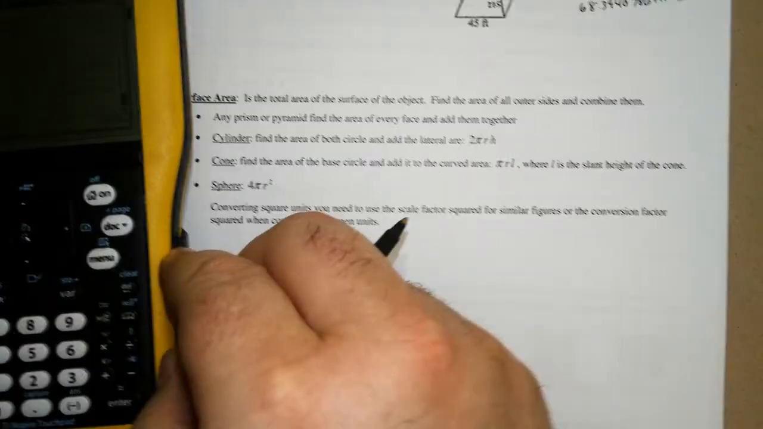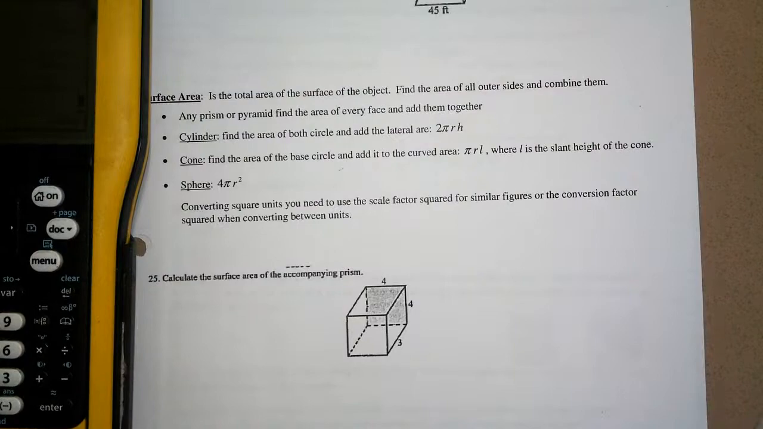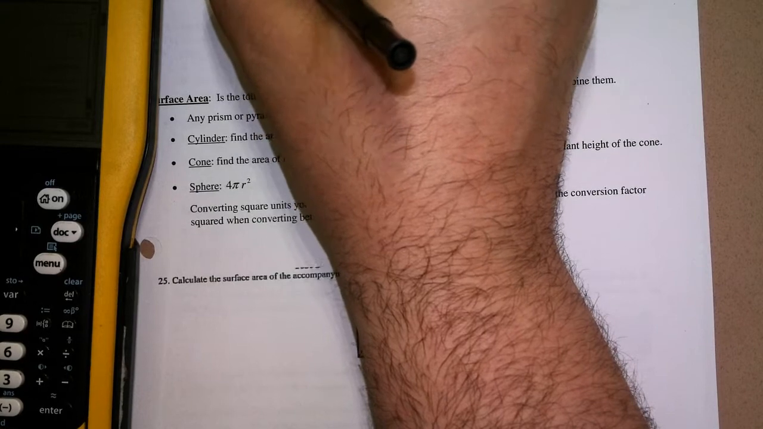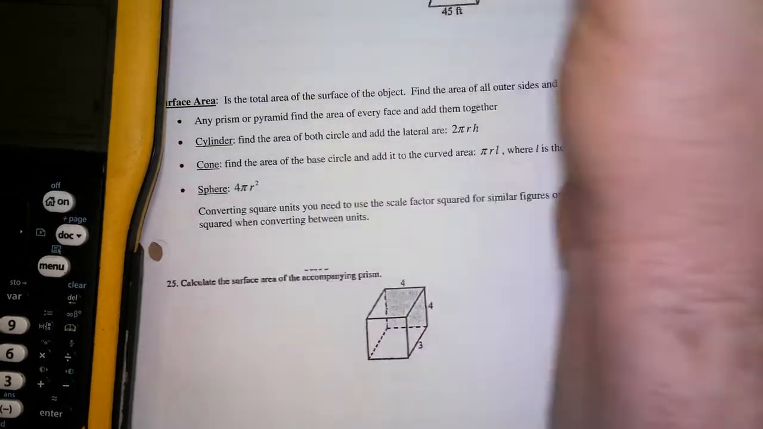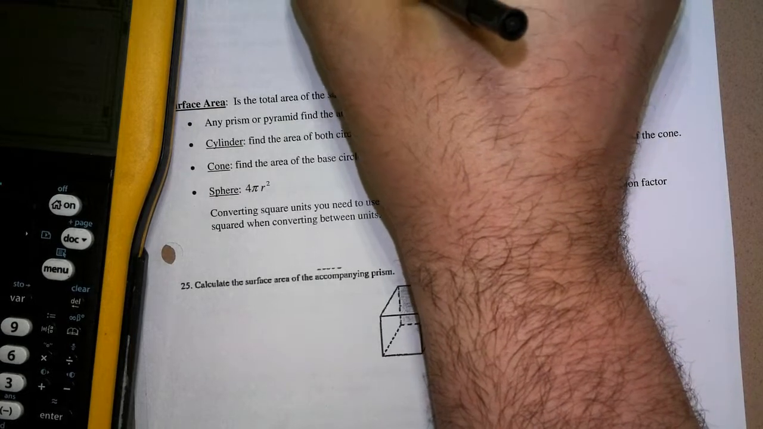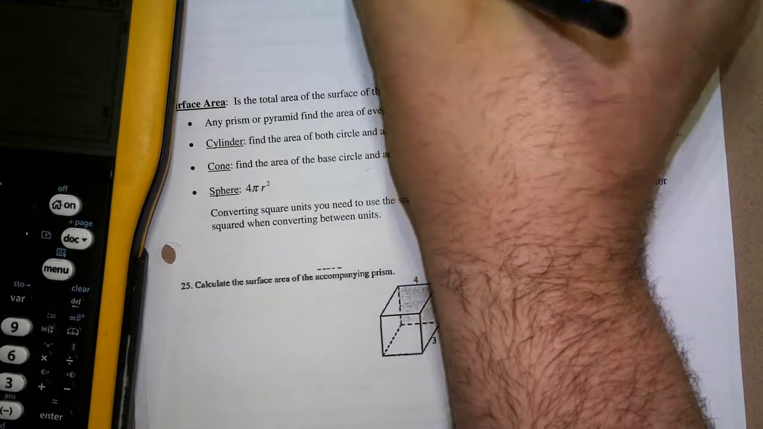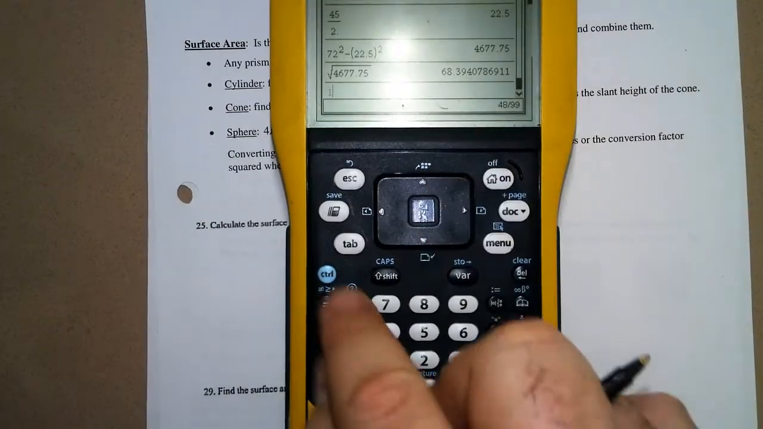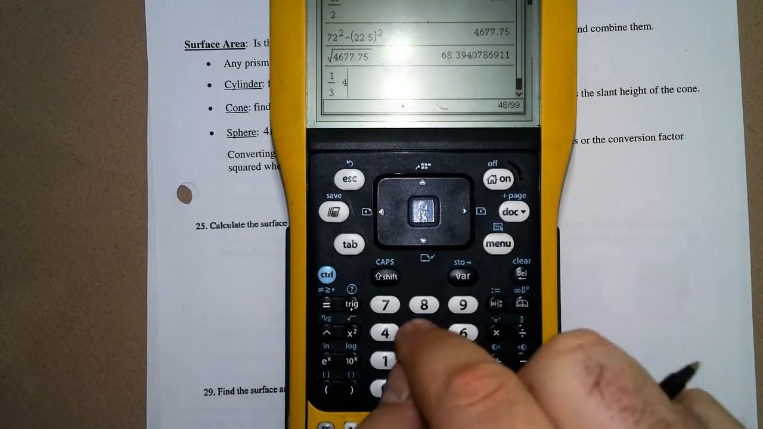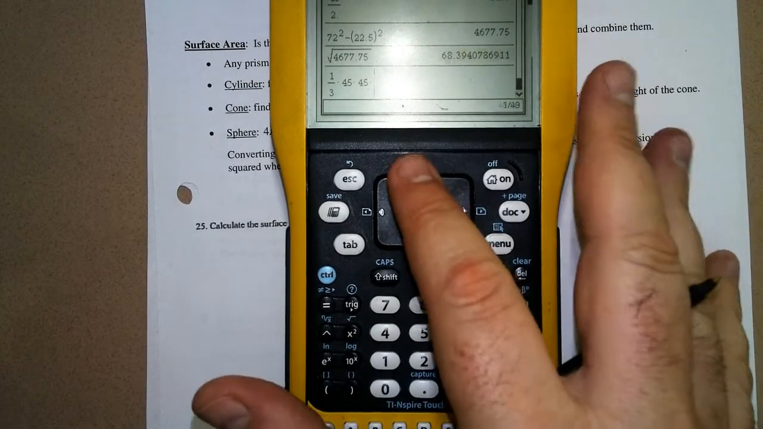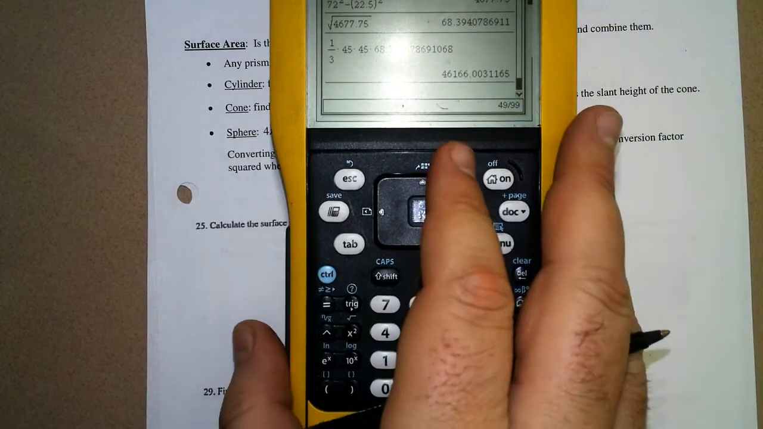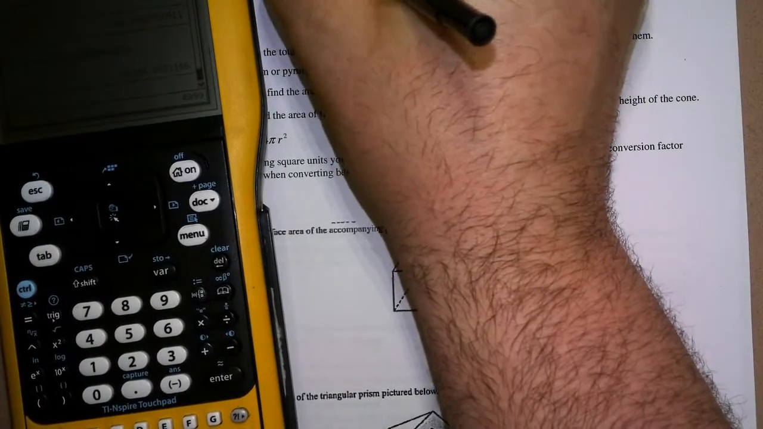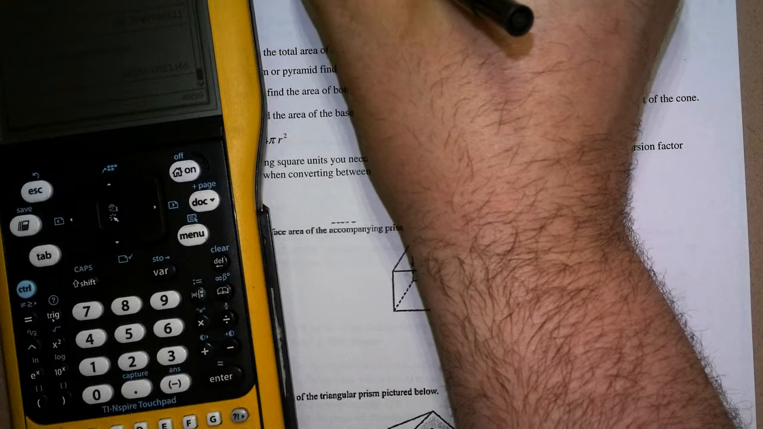That's my height. So my volume is going to be 1/3 the area of the base, which is square, so it's 45 times 45, and then times this height, which is 68.39407869111. And all I've got to do now is type that in. I'll just go up and grab that. And I get, to the nearest cubic foot, 46,166 feet cubed as my answer.